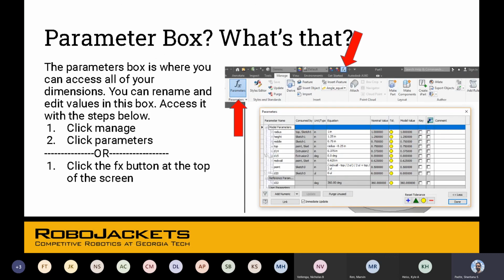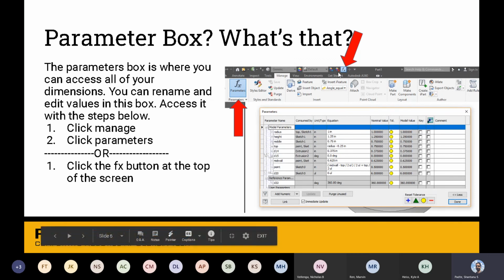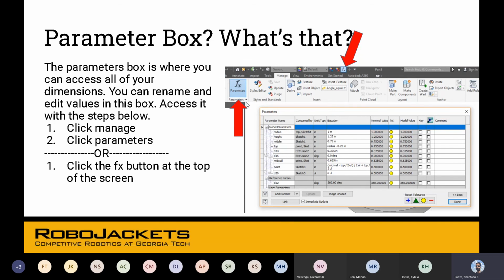And so this is how you do this, a parameter box. This tiny little fx hiding on the top of your screen, or parameters, and manage. So this is where you can access all your dimensions. This is where you can create variables. You can assign them properties and values. And you can also rename and edit them over here. So over here, we see we have a radius, height, middle. And you can just enter these over here.